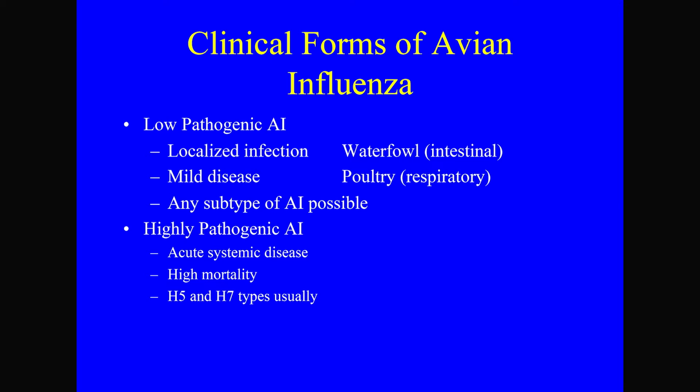I've already mentioned LPAI, the low pathogenic avian influenza. Typically in waterfowl, this is more of an intestinal infection, and it's pretty much localized. In poultry, it is usually a mild form of the disease, and it is typically respiratory in nature. Now, any subtype of avian influenza can be possible, any of the H and N combinations. Highly pathogenic avian influenza is an acute systemic disease with a very high mortality. Oftentimes we'll see 95% plus, and it is typically H5 and H7 types.